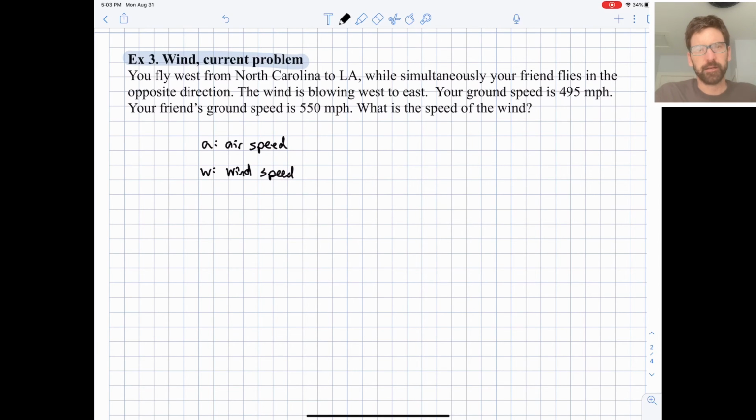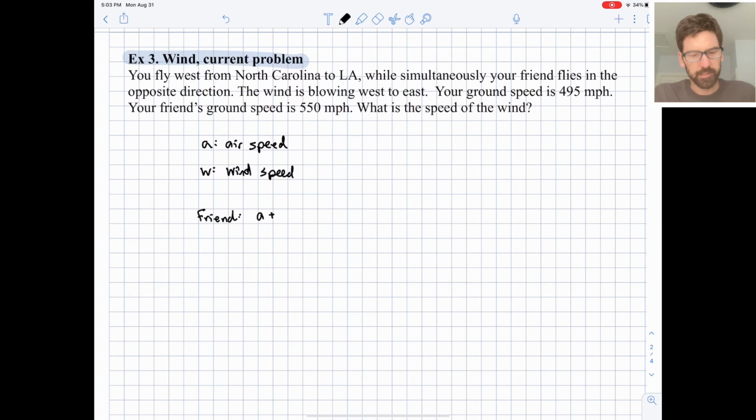And I hope you can see that your ground speed is a combination of the airspeed and the wind speed. So for your friend, let's do that one first. The airspeed plus the wind speed is going to equal 550 miles per hour. Okay, and let's assume you're in the same sort of a jet, the same sort of a plane that has comparable airspeeds. For you, the airspeed minus the wind speed is 495. So the wind speed is being subtracted away from your airspeed to get you the ground speed of 495.